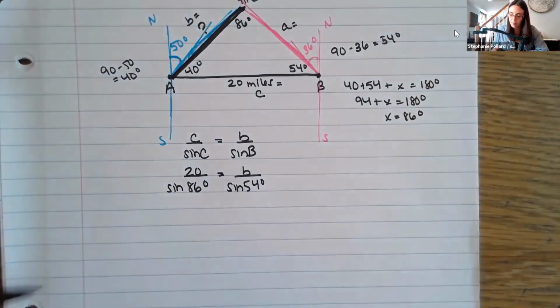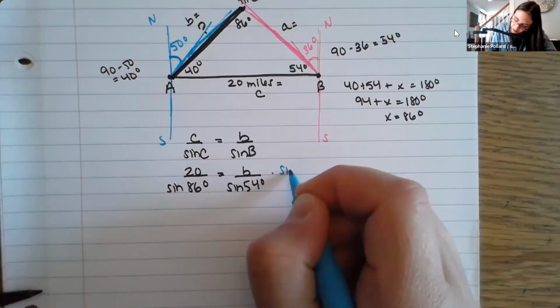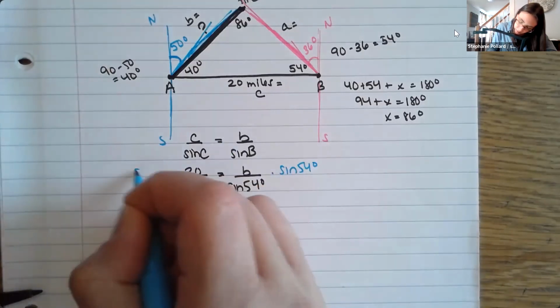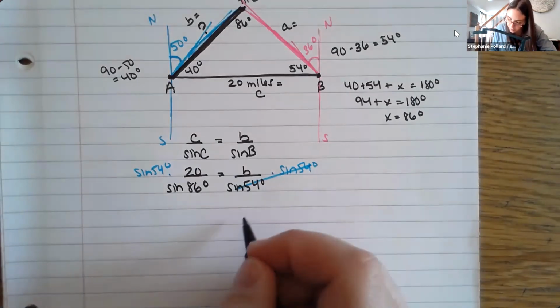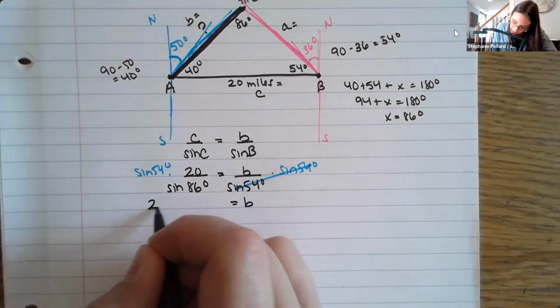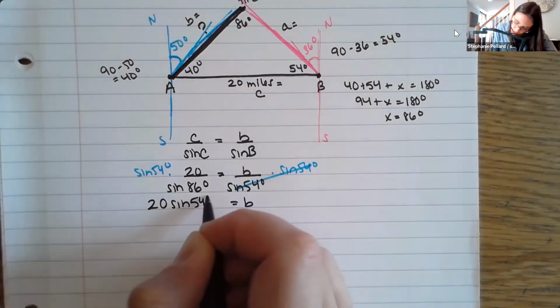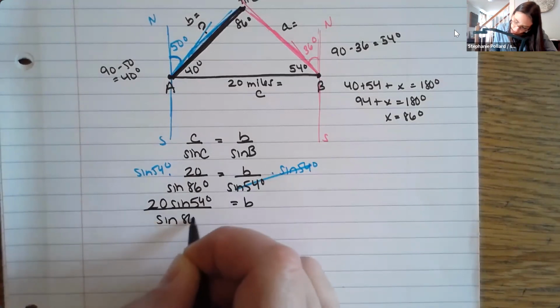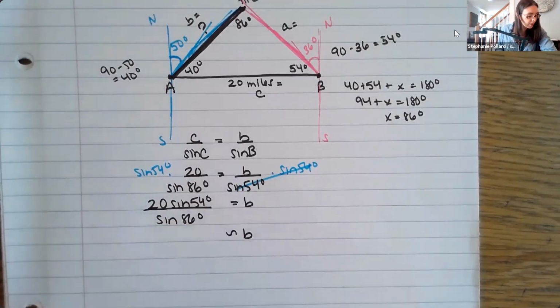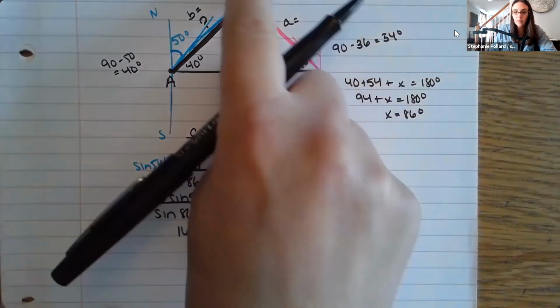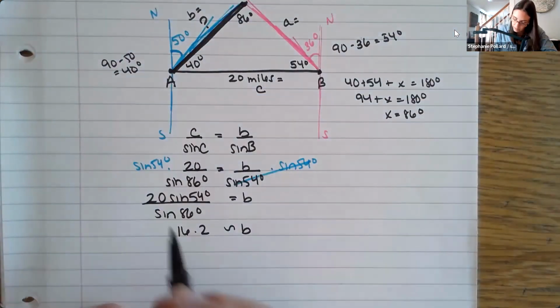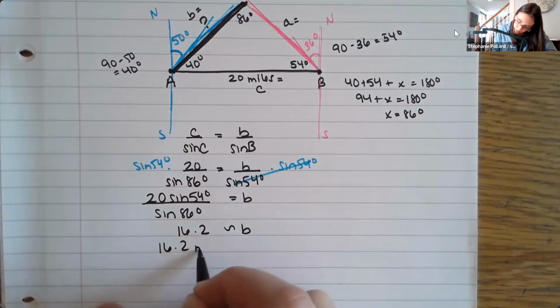I'm going to go ahead and multiply both sides by sine of 54 degrees. And again, you're just going to use your calculator here. It's 20 times the sine of 54 degrees all over the sine of 86 degrees. And when you use your calculator and you round, you get about 16.2. And we'll stick with the nearest 10th here like we have been. And just watch your units. We were given miles. So this is going to be 16.2 miles.